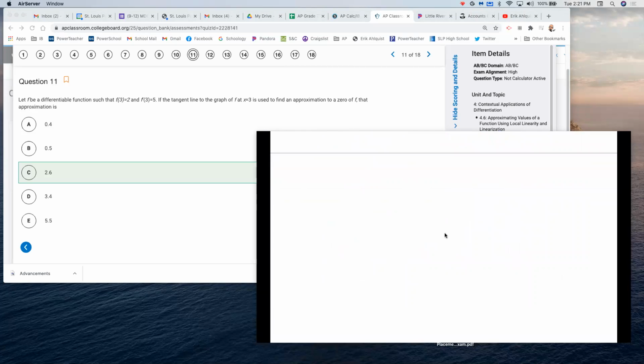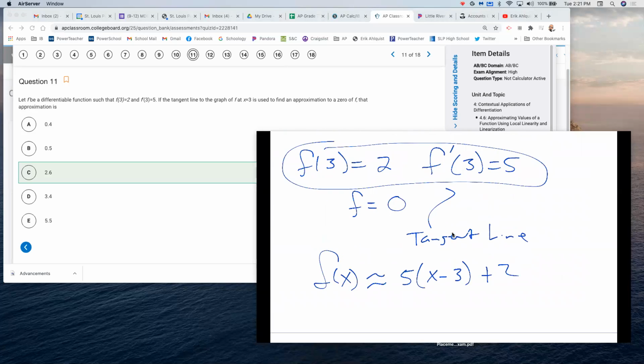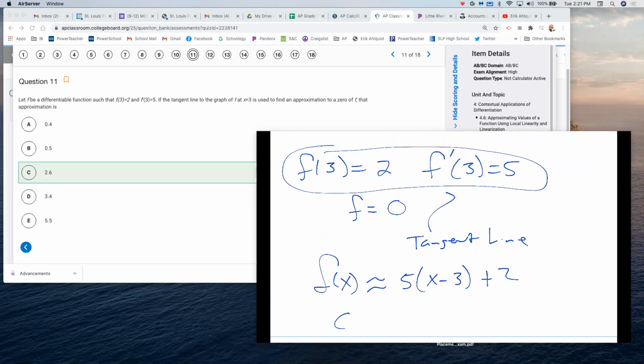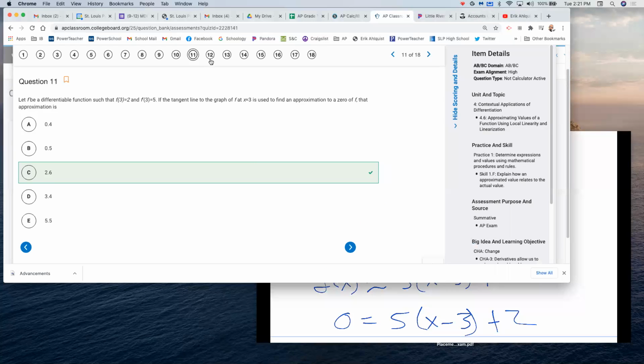But do you guys understand the concepts behind that problem? Because now you just do this and solve it. Let's see, 12.